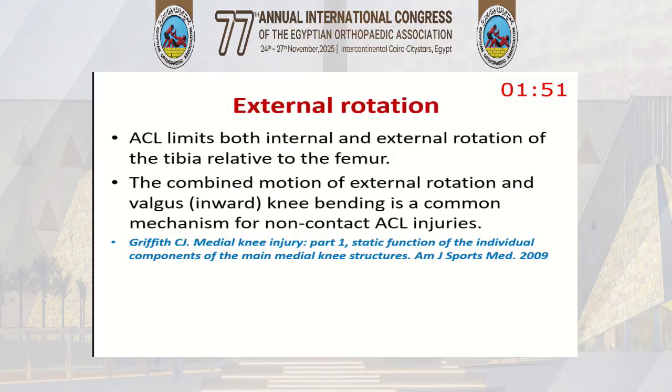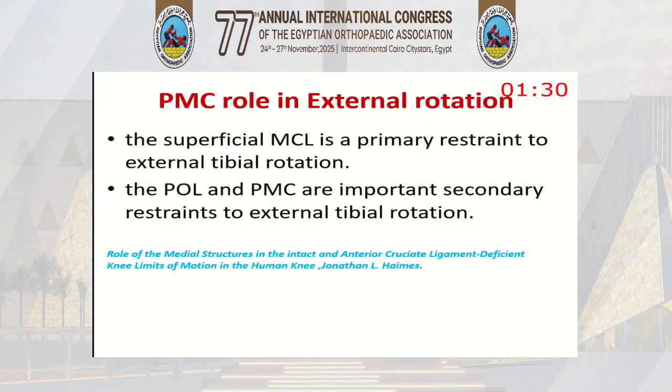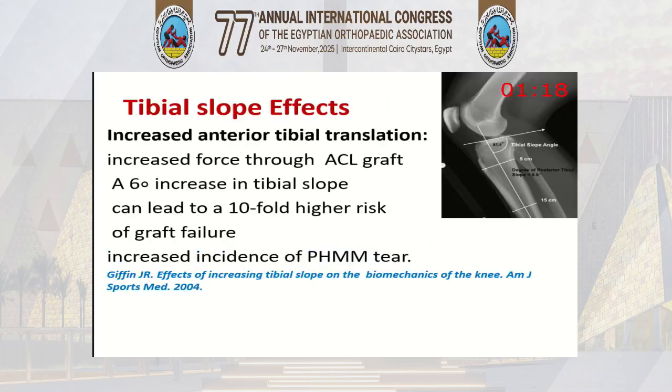Some patients have more external rotation than the other side in the injured knee. The ACL actually limits both external and internal rotation. And you must remember that ACL injury in non-contact injury is a matter of external rotation, valgus, and hyperextension. What is the role of the posteromedial corner in external rotation? The superficial MCL is the primary restraint to external rotation. The POL and the posteromedial corner are important secondary restraints after the superficial MCL.